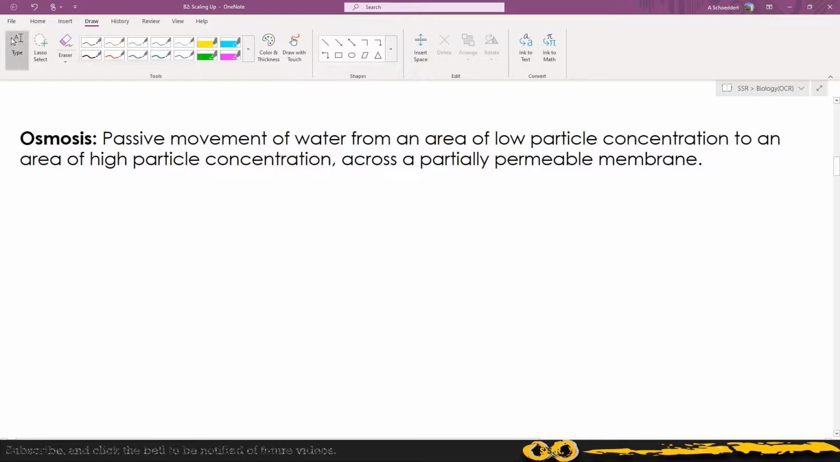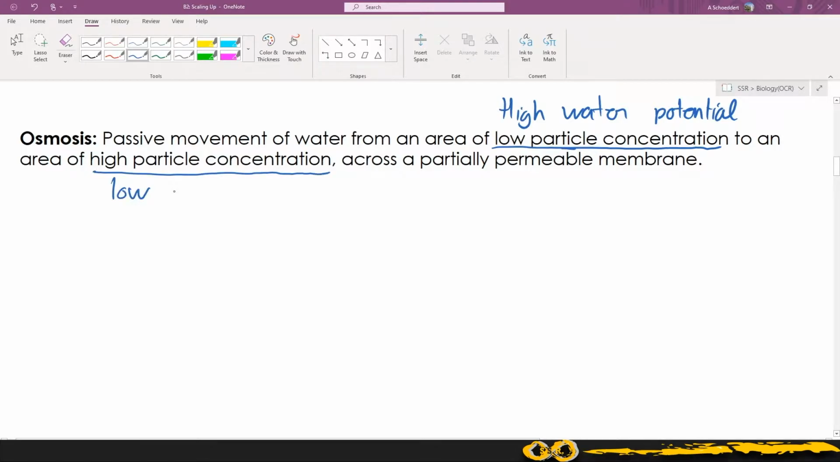Now, sometimes instead of writing low particle concentration, what we'll write is high water potential. And instead of high particle concentration, we might write low water potential. It is still moving down a concentration gradient, therefore it's passive, but in this case it's moving down the concentration of water, which happens to be the reverse of the concentration of particles.